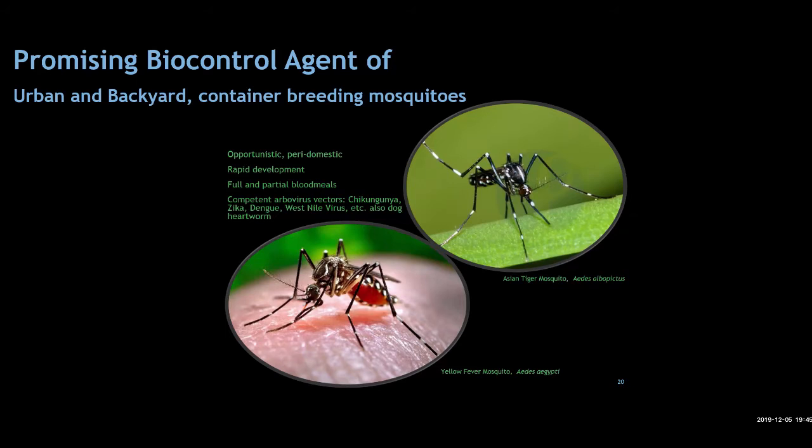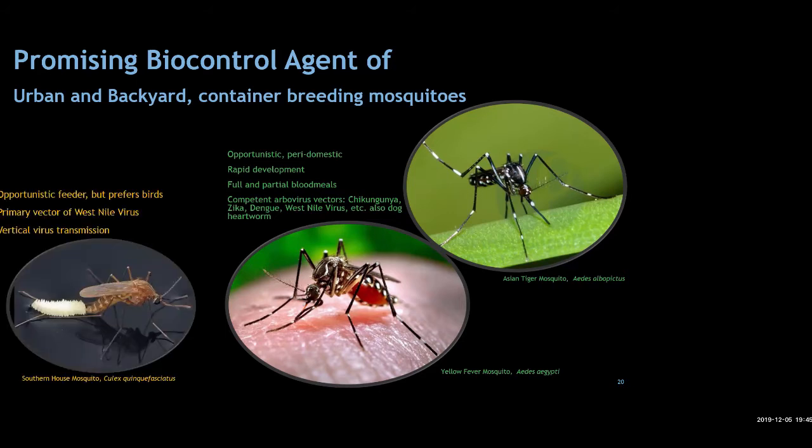And of course, the problem with them is that they're competent vectors for arboviruses or arthropod-borne viruses that have recently been in the news, have made the scares. I'm sure everybody has heard of Zika, also chikungunya, dengue, and to some extent even West Nile virus. And then on the veterinary side, they're also vectors for dog heartworm. But those are not the only mosquitoes that bite in Harris County. Actually, our primary West Nile virus vector is the southern house mosquito, or Culex quinquefasciatus, which is part of the Culex pipiens complex.